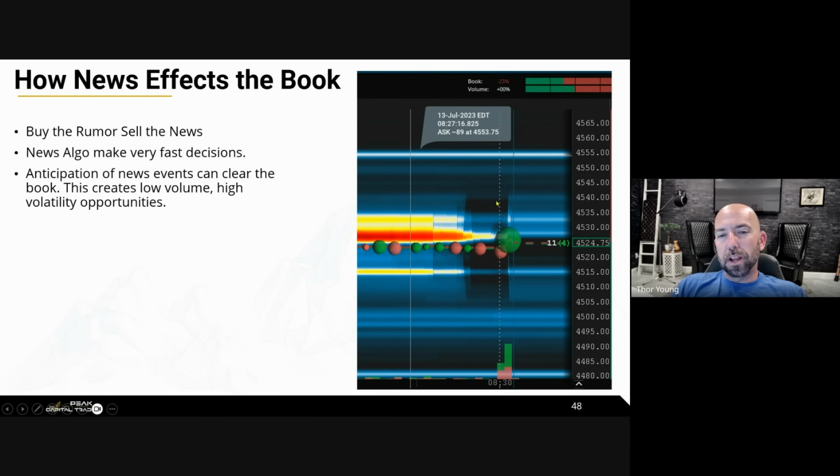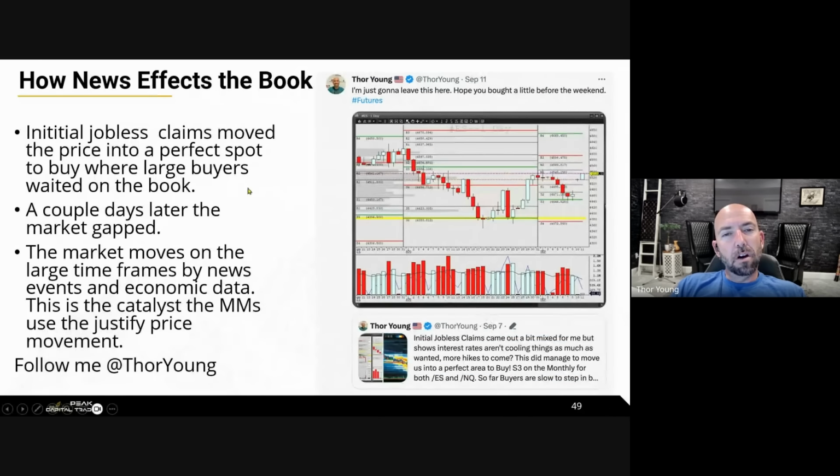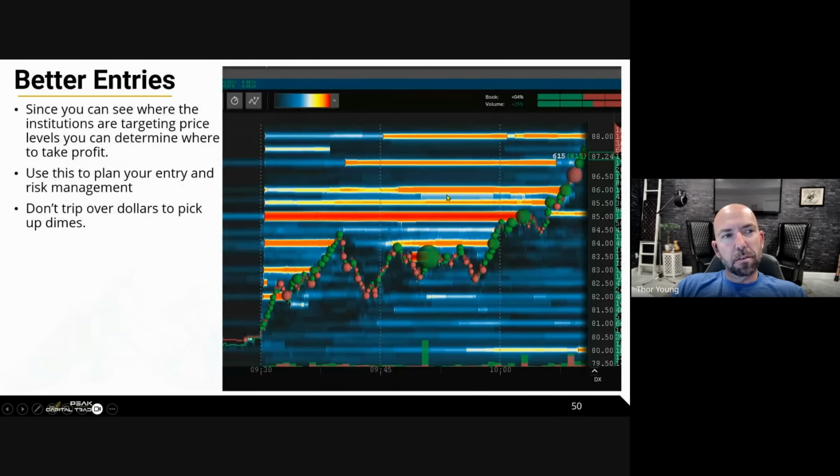Like this was at 8:30 in the morning before, I think it was CPI or something was coming out. Completely empties out the book before it goes. Or maybe it was initial jobless claims. But you can see on these days, these moves get really big as you're going through.